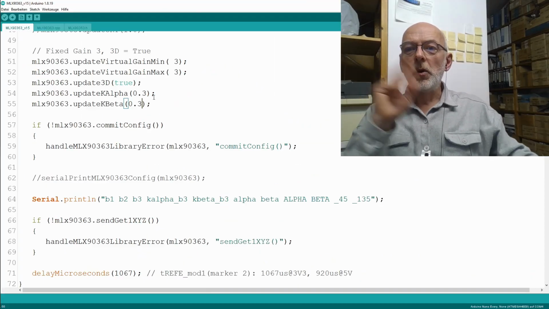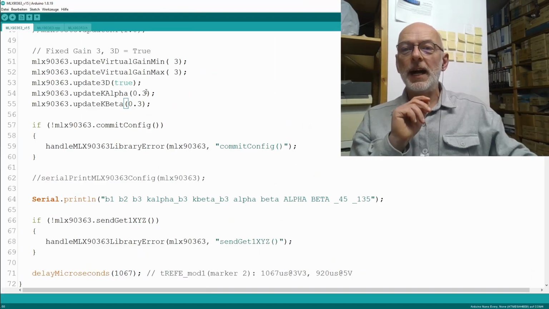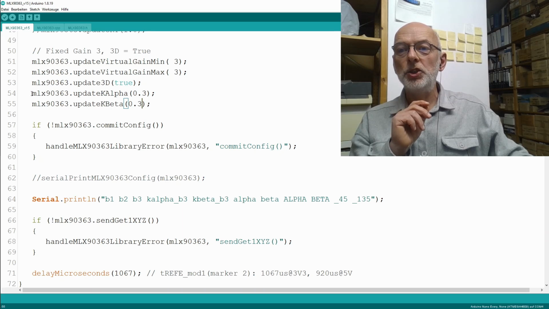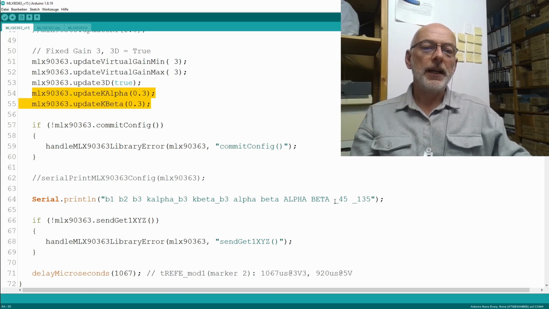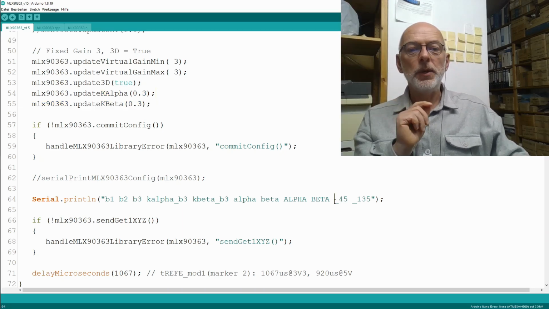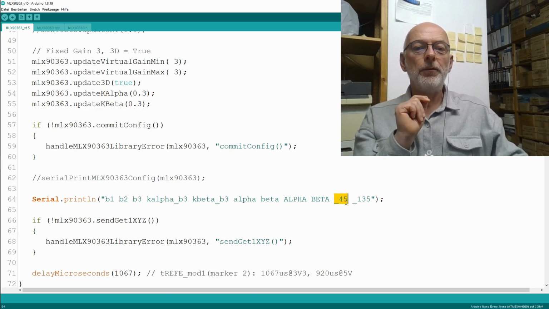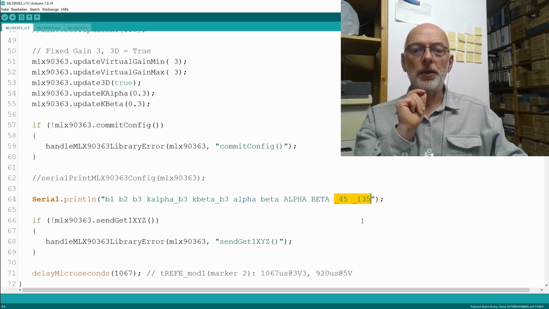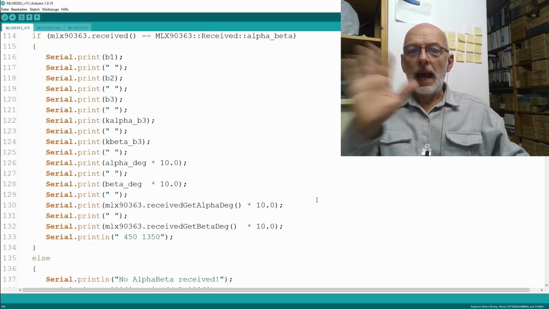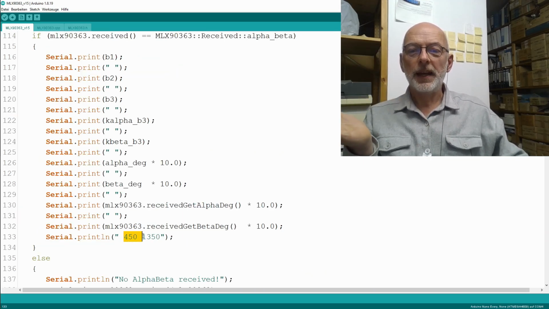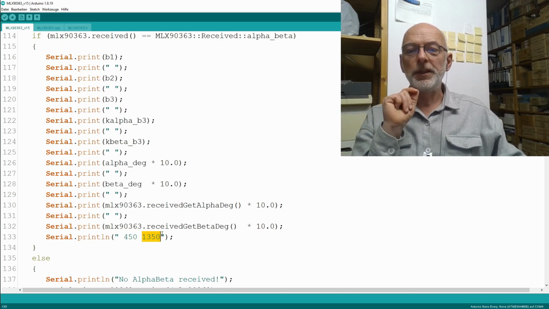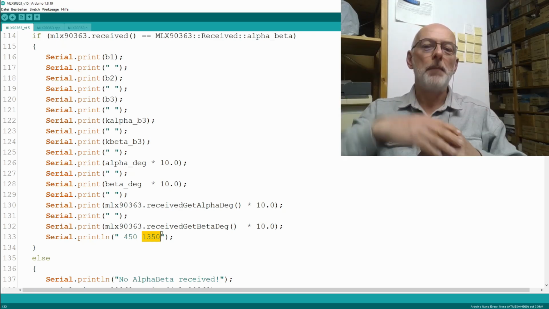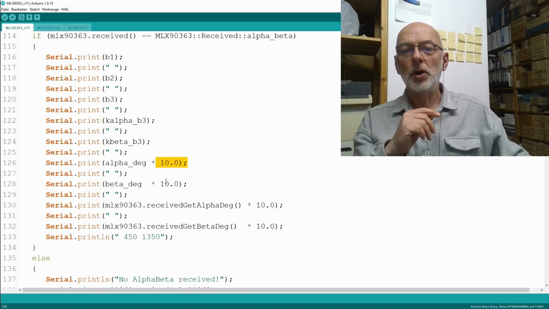So I fine-tuned KALPHA and KBETA each to 0.3 now, and I'm printing out, instead of a 0 and 180 degree line, our targets of 45 degrees and 135 degrees. And of course, I adjusted that here in the serial print also, printing out the values 450 degrees and 1350 degrees. Remember, I scale up my degrees by a factor of 10.